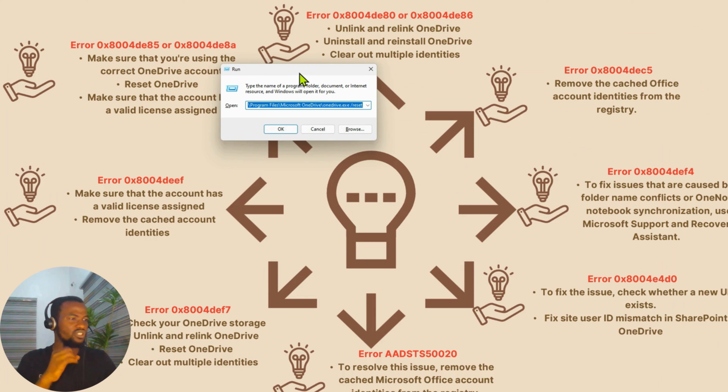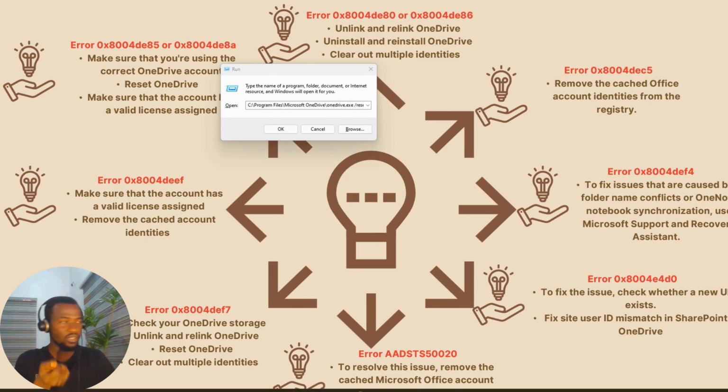So the next error message we should be looking at is this one, error 0x800 4E4D0, right? So in this case, what is the cause of the issue? It's caused by a site user ID mismatch. So in this context, you need to make sure whether there's a new user principal name. If there's a new user principal name, you have to delete the new one and restore the original one.